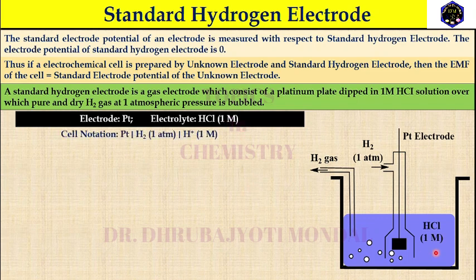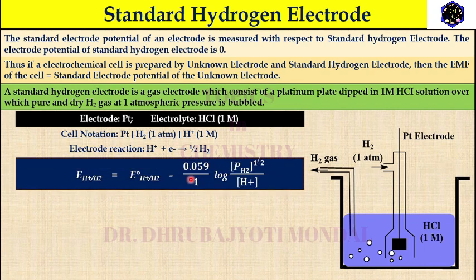So now we have to know what is the cell notation and what is the Nernst equation for the standard hydrogen electrode. Cell notation is given here: platinum, vertical line, H2 at 1 atmosphere pressure, vertical line, H plus, concentration 1 molar. So consider this is the electrode reaction. Here you can see H plus plus electron converts to half H2.